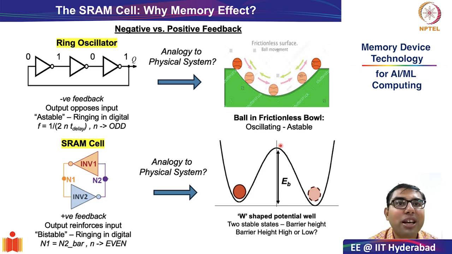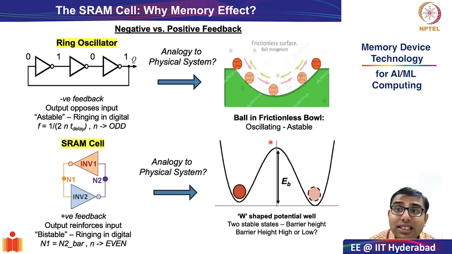Why is it called metastable? It is called metastable because with a slight, gentle push in either direction, your ball will go and sit in one of the two stable states. So therefore, this place is called the metastable state.